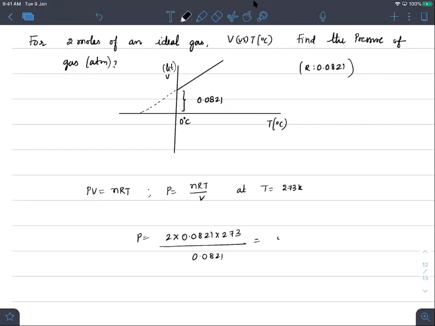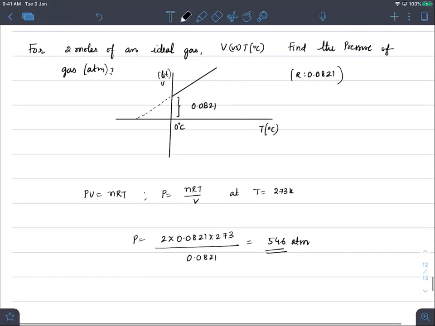So how much will be the pressure? 546. 546 ATM. Check if all of you got that. Yes, Ishan. Okay. Arya, Arnav, you got it now? Should we go ahead? Yes, sir.